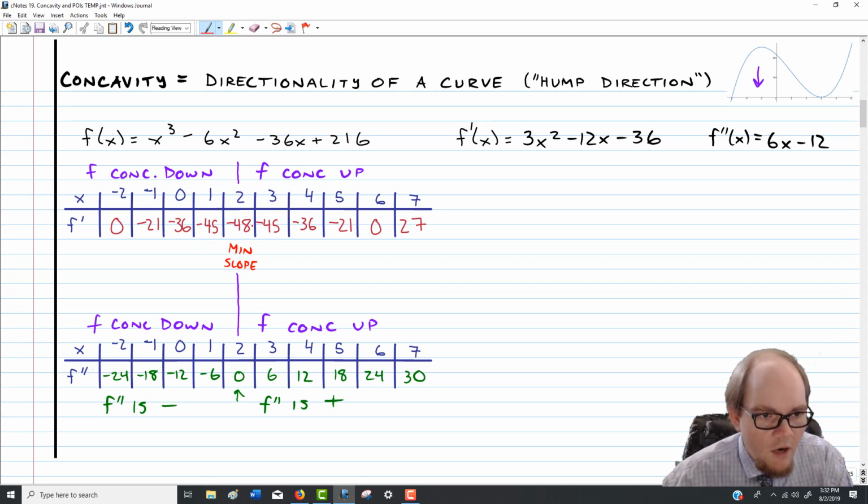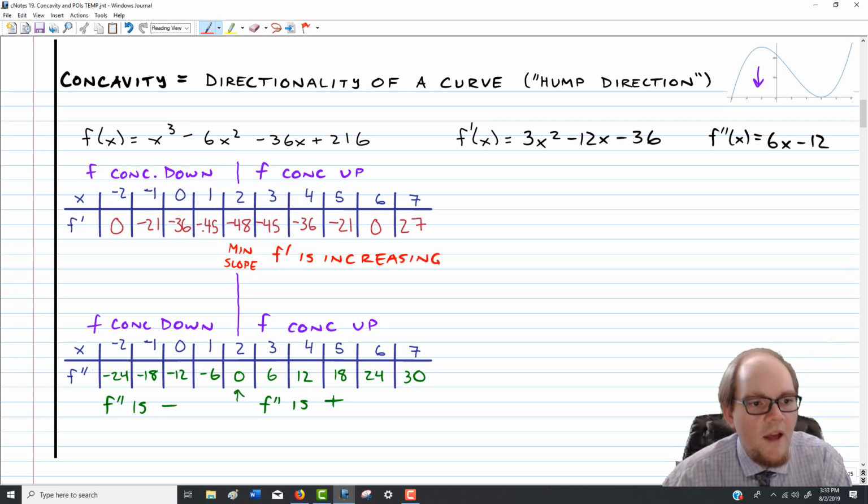To the right of it, our values go negative 45, negative 36, negative 21, 0, 27. What I'm seeing is those values are getting bigger. So in other words, f prime is increasing. And let's see if on the other side, we go 0, negative 21, negative 36, negative 45, negative 48. Since our values are getting more and more negative, that tells me that f prime is decreasing.